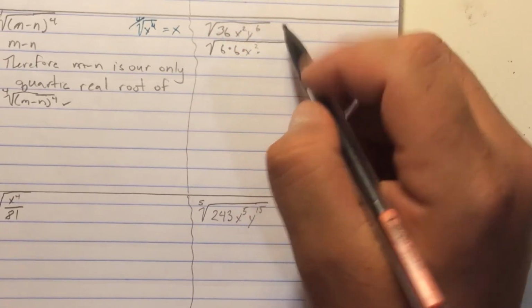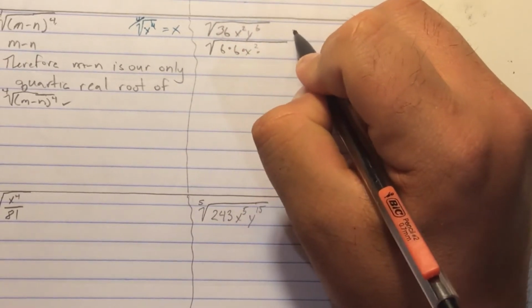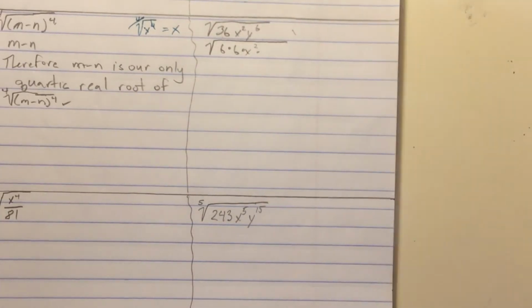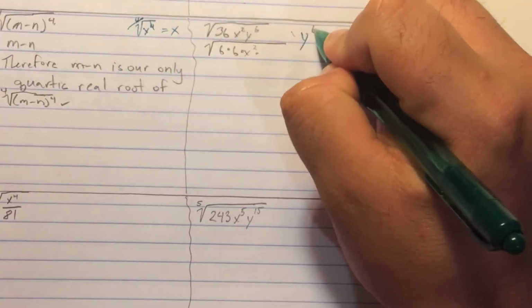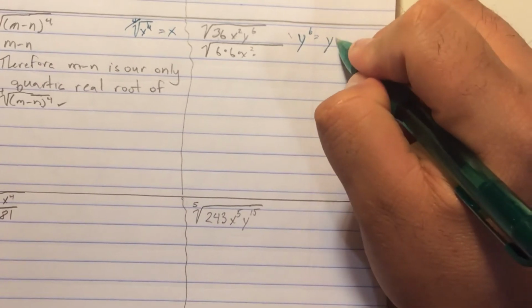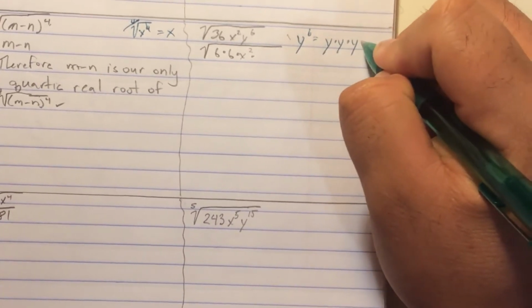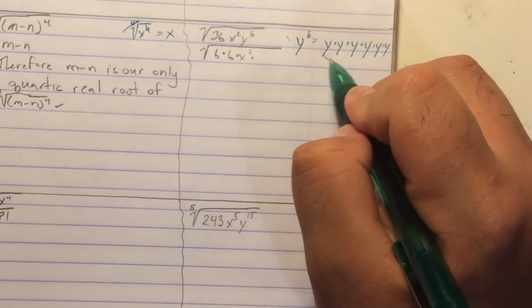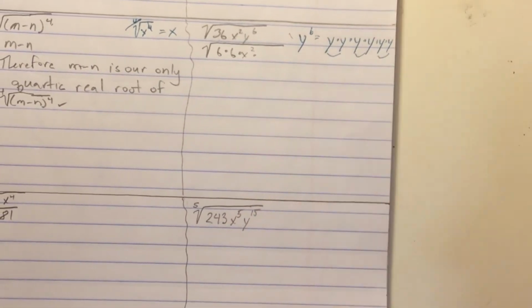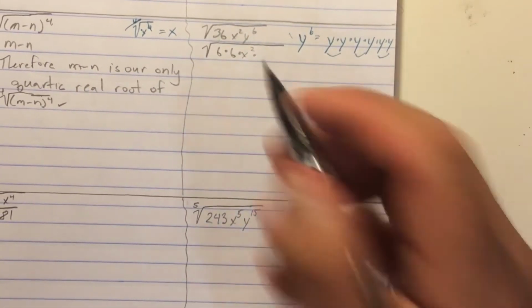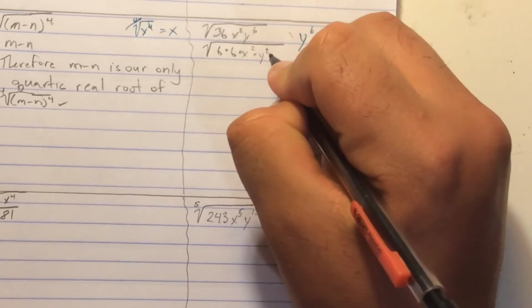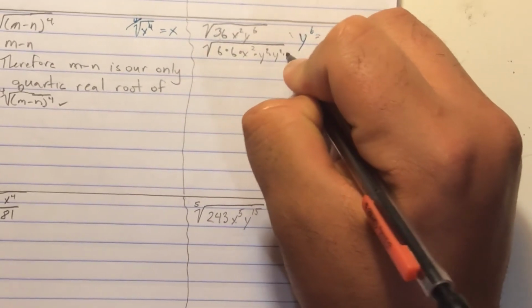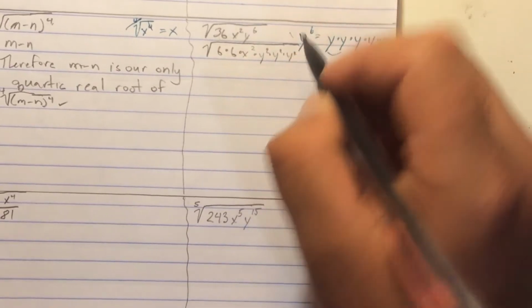We can literally break this down, so let's do a little side note again. Y to the sixth power is equal to y times y times y times y times y times y. But we need to group them in pairs. So we have 3 pairs: y squared times y squared times y squared. So we have 3 sets that we're going to pull out.